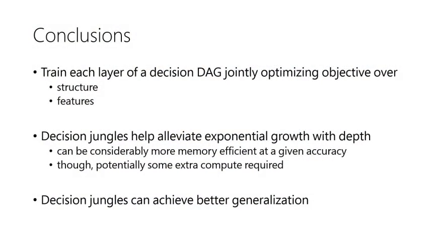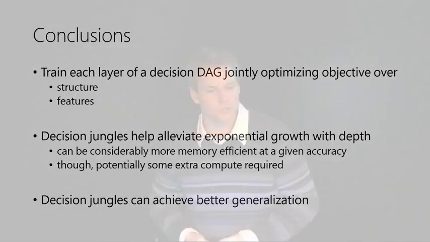Fine, I better wrap up. So in this piece of work, we looked at generalizing decision trees to decision DAGs and jointly optimizing each layer in the DAG structure over both the structure and the features that are extracted from the feature vector. And it seems that not only can decision jungles help you with memory usage, but also potentially get you better generalization. So thank you very much.